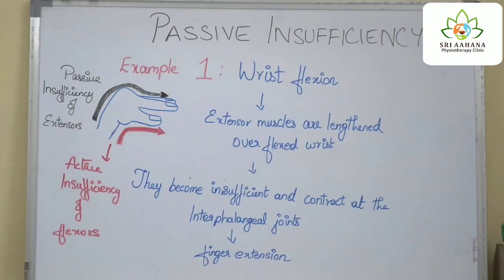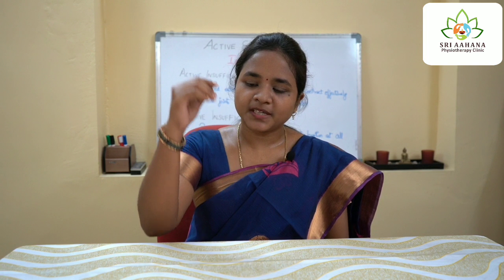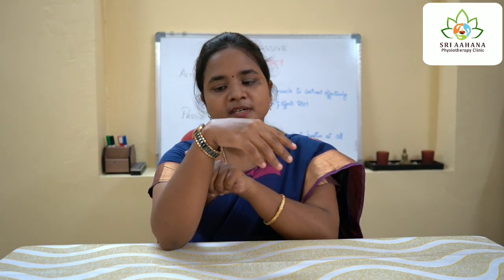Now I'll give you a few examples to make passive insufficiency and active insufficiency easy to understand. Just place your arm on the table and put your wrist into flexion. What happens? Your fingers tend to extend. This is because the extensor muscle gets lengthened over the flexed wrist.